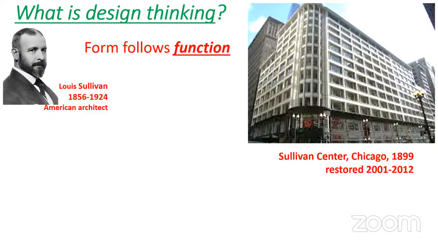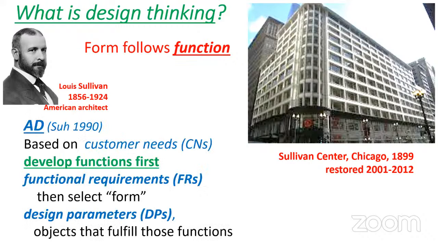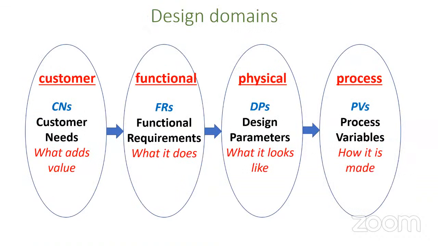But the idea was, let's think about what a building is for and design. And we're kind of used to this now, right? And we can recognize that, sorry, this is sort of a contemporary building. It's not as old as WPI. So develop functions first. First the function, then the form. So the form we call design parameters. That confuses some people. That's what goes on the print or in the CAD file.